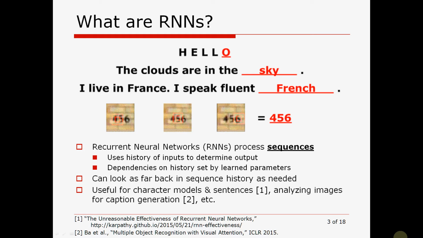RNNs aren't just useful for text, they can also be useful for images. For example, if we have a street view of a house number, the neural network could focus its attention on different parts of the image, and based on the sequence of those attention spans, it could generate the caption, or for example, what the number is in the image.